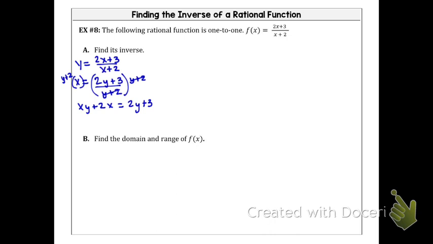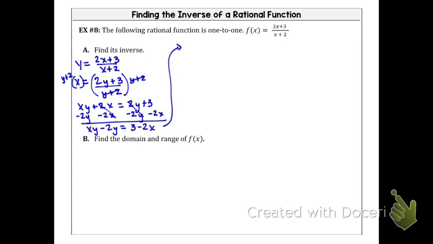Then we go on to get our y's on the same side and our non-y's on the other side. So I'm going to move this 2y over. It doesn't matter which one we move. So our y's will be on the same side. And then I need to move this 2x over because it doesn't have a y, and so my non-y's will be on the other. So we have xy minus 2y equals 3 minus 2x.